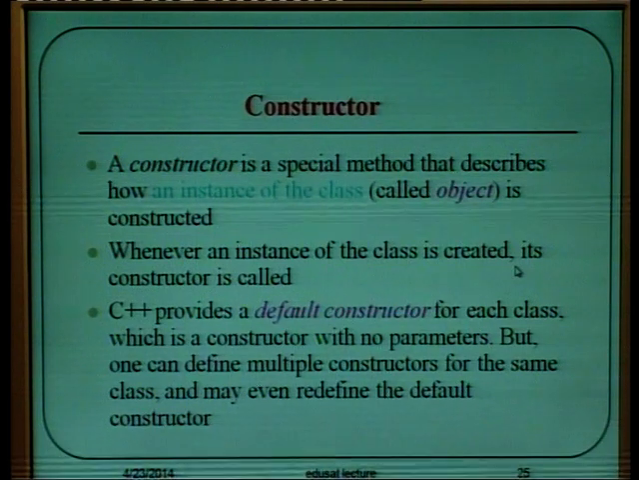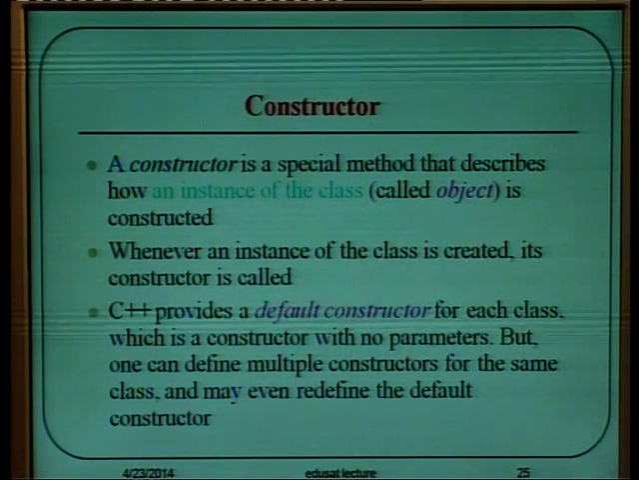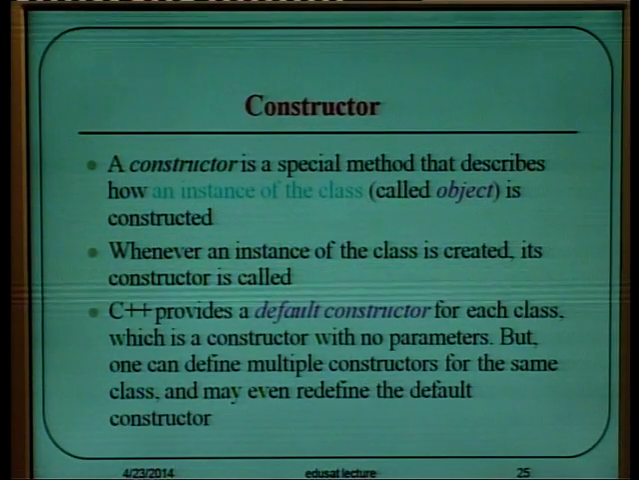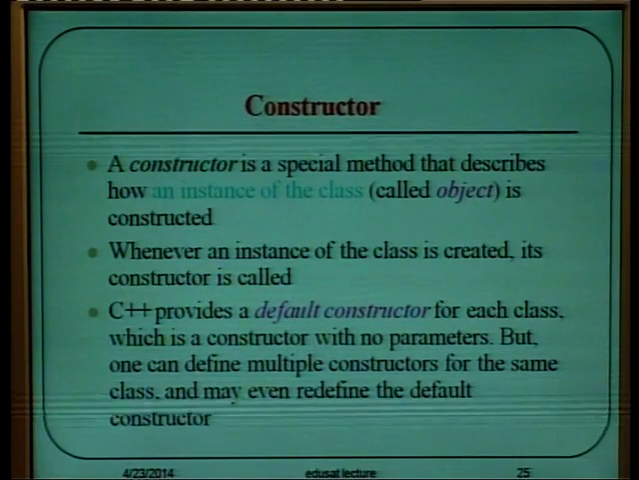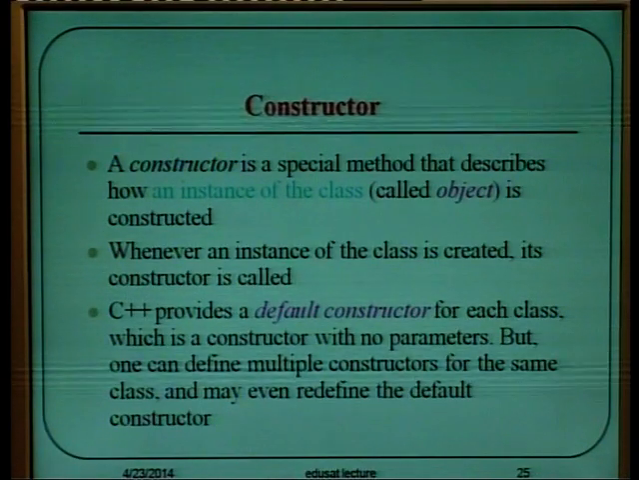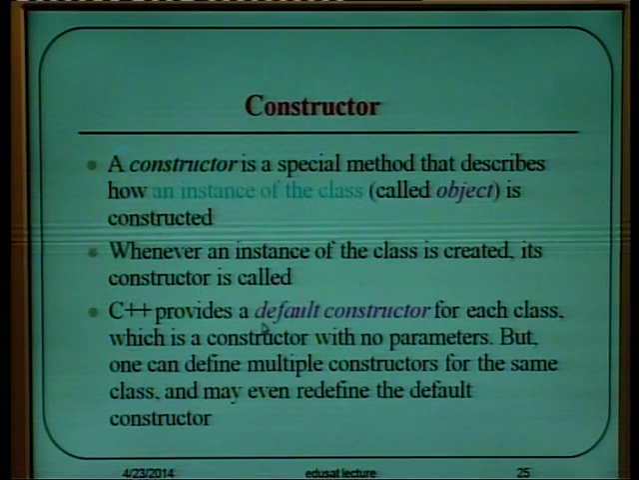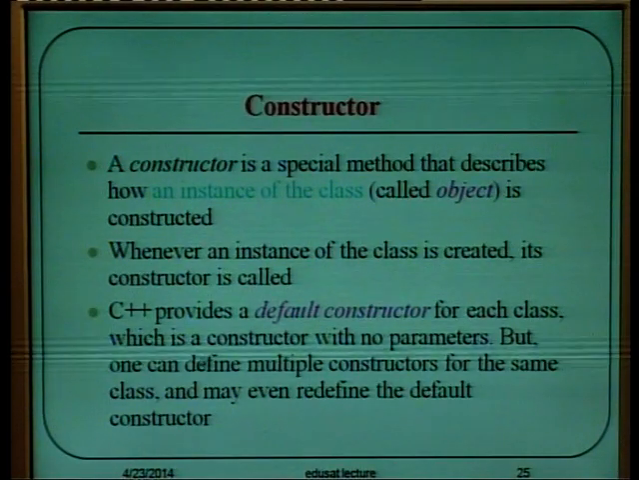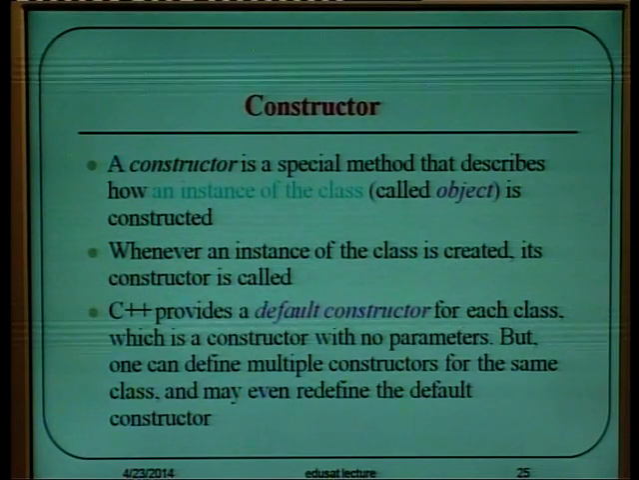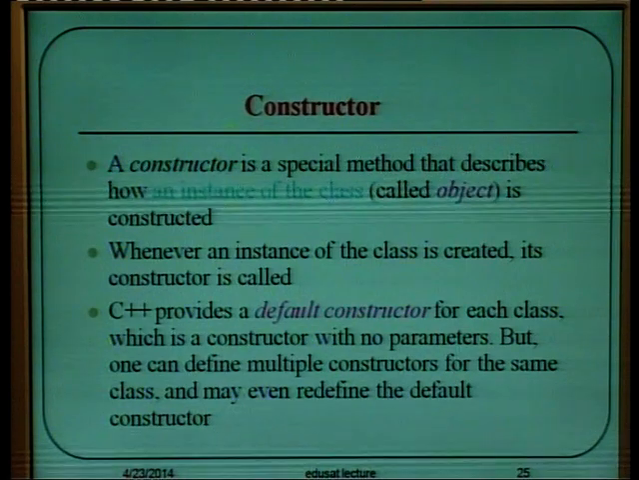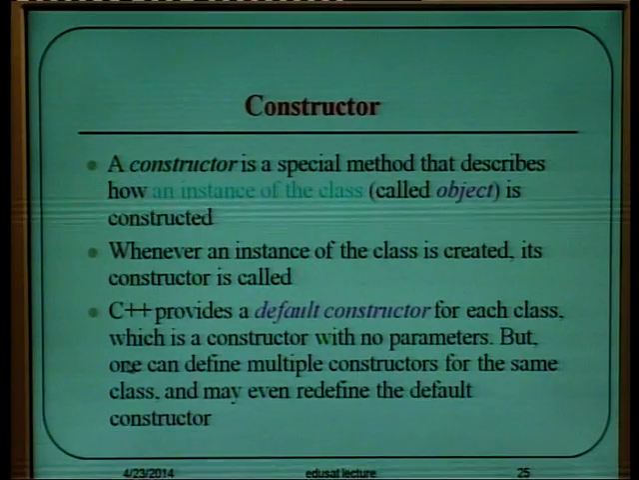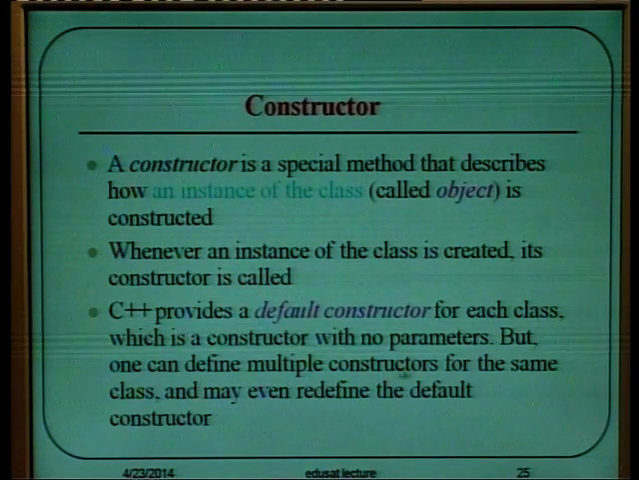Whenever we write the name of the class in main and create the object, the next statement calls the constructor function. C++ provides a default constructor for each and every class, which is a constructor with no parameters. A default constructor is automatically called whenever the object is created, with no parameters. One can define multiple constructors for the same class.